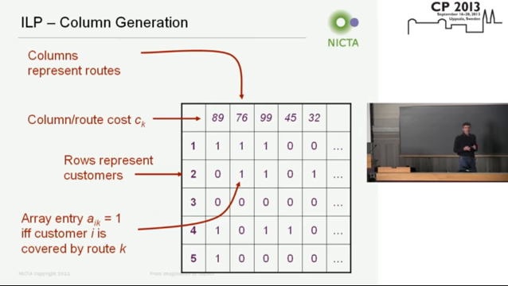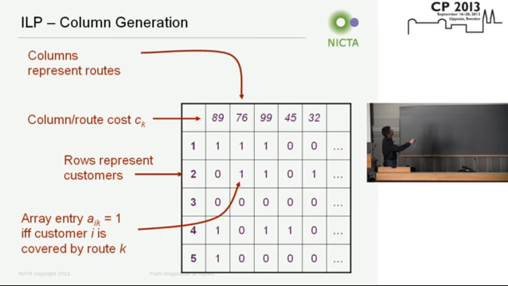Another ILP formulation is the so-called column generation formulation. This one is kind of interesting. Here, each of my rows represents a customer, and my columns represent a potential route. So this first column is a potential route that visits customer 1, customer 4, and customer 5. Now, I don't tell you what order they're visited in. I store that separately, but for that route, there's a cost of 89.